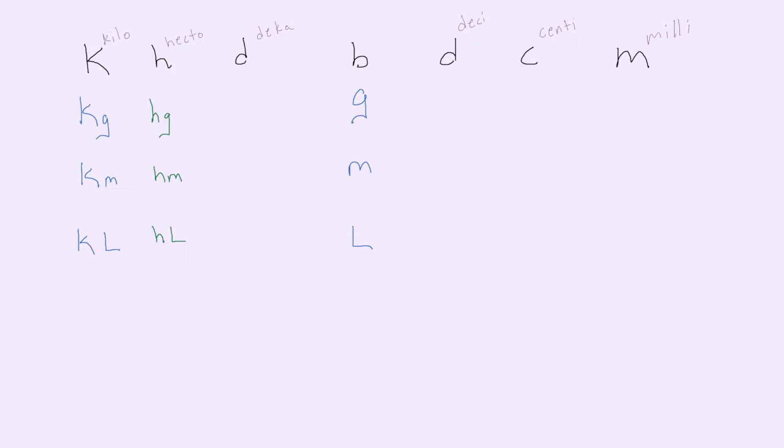Let's move over to deca, but I'm going to change colors real quick. For deca, I'm going to use DAG, DAM, DAL, capital L. And let's move over to deci. We have DG, DM, and DL, capital L. Centi, we're going to get CG, CM, CL. And for milli, we have MG, MM, and ML.